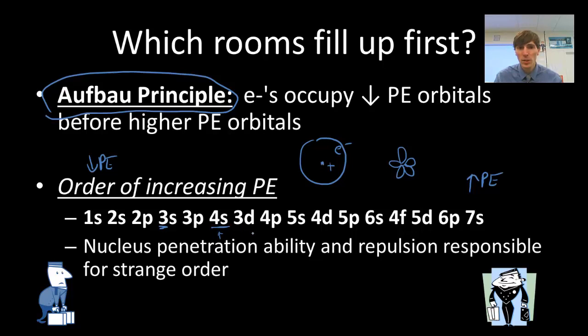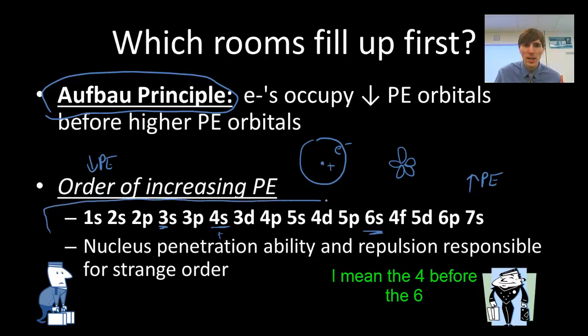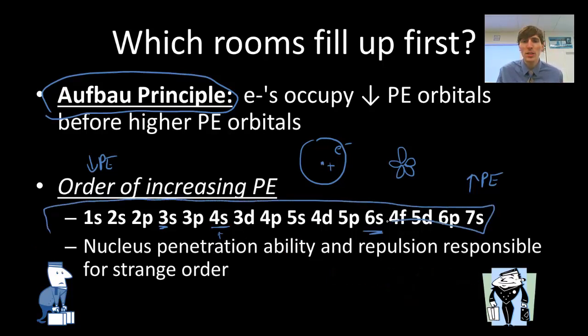So as you go through this order, it has some weird exceptions. The 6s over here is before the 4f, but that's based upon the idea that the electrons are going to go to the lowest energy first. To do these problems, you're going to have to use this relationship, and we're going to look at this in a second. This is the order that we fill the rooms in. So we're going to do that in a second.